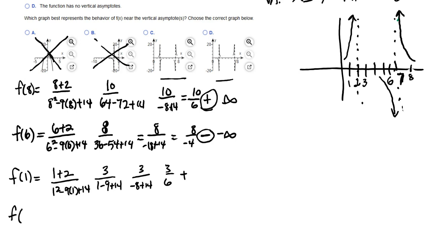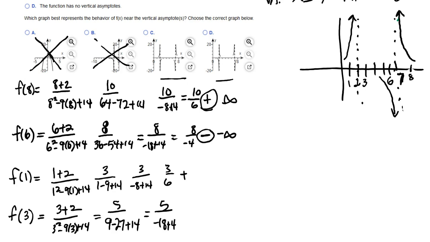And let's see what's happening on the other side. f of 3. That's 3 plus 2 over (3 squared minus 9 times 3 plus 14). It's 5 over (9 minus 27 plus 14). That's 5 over 9 minus 27, which is negative 18, plus 14. That's 5 over negative 4. That's a negative, so that's going to go to negative infinity. So on this side, it goes to negative infinity. And that matches graph C.